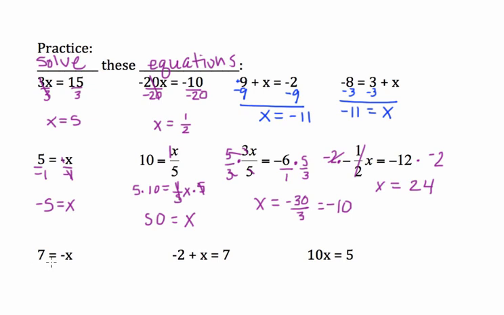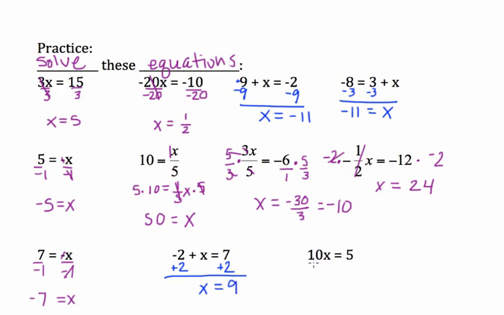7 equals negative x. Divide both sides by negative 1. That'll turn that negative sign into a positive, giving us x equals negative 7. I want to get x by itself. Start on the side that has the x. Undo a negative 2. To get rid of that, you have to actually add 2 to both sides. Because then negative 2 plus 2 will add up to be 0. So you'll have x equals 9.